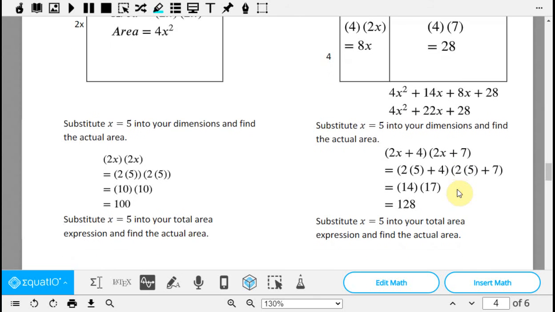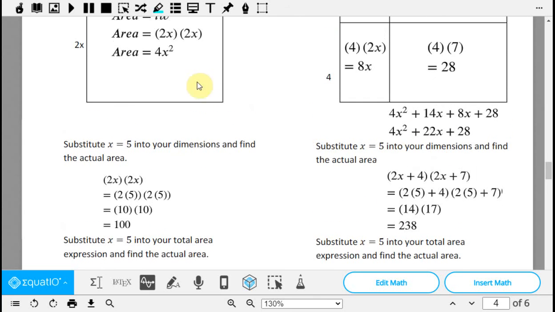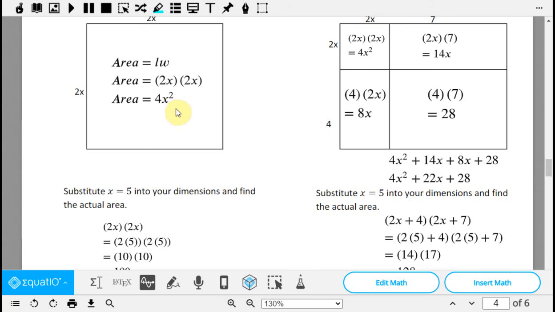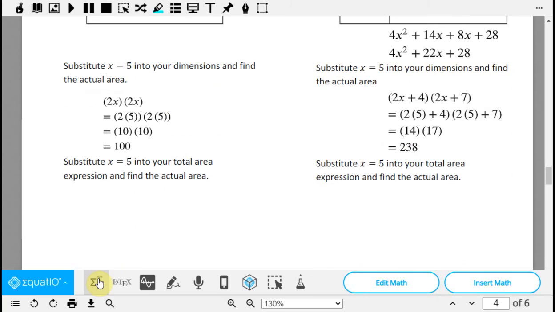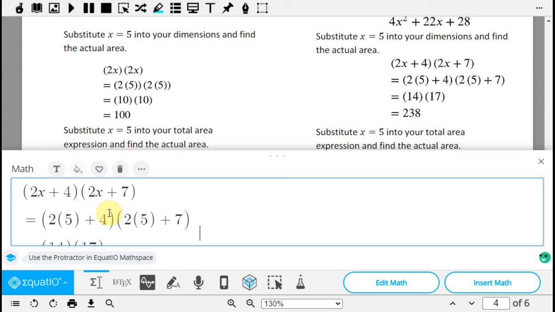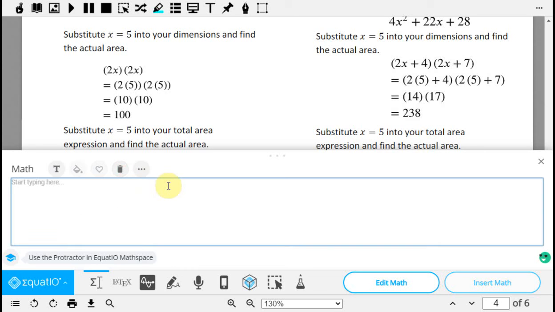Now that we've calculated the areas using the dimensions, we're going to use these formulas that we came up with for the areas of these squares. The first formula is 4x squared. 4x squared equals 4 bracket, we're replacing the x with 5, and that's squared. That equals 4 times 25, which is 100, which is what we would expect.